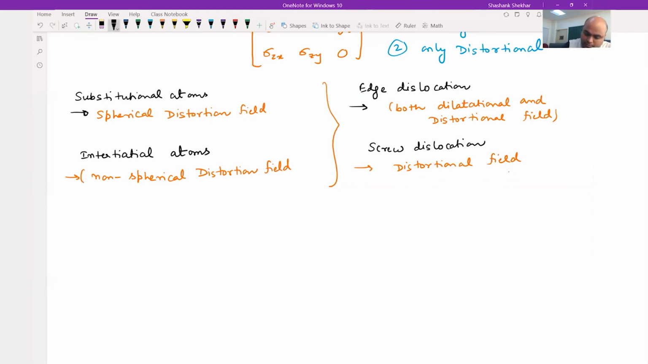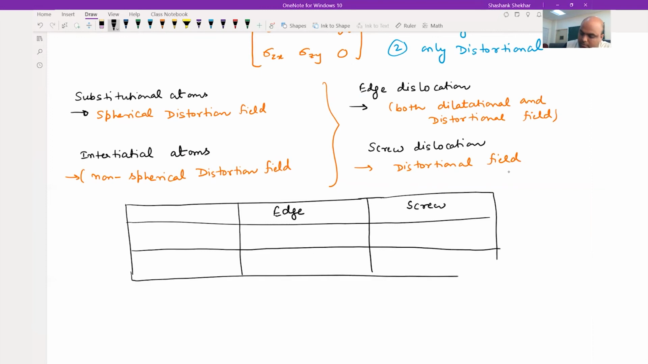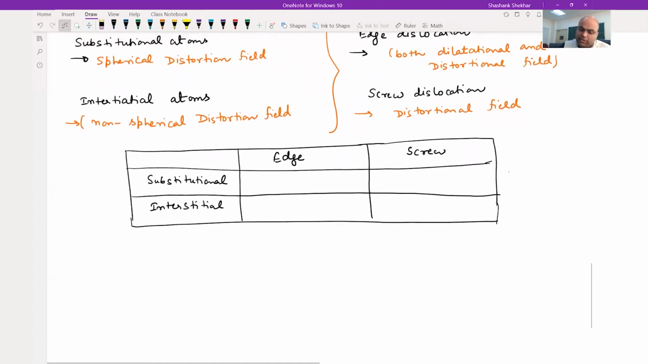So let me make a table. Let's say I have edge, then screw. And then on this side I have substitutional and then interstitial. Now, interstitial has a non-spherical distortion field, so it is going to interact with both edge dislocation and screw dislocation.